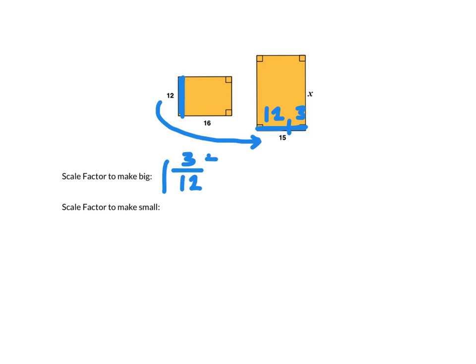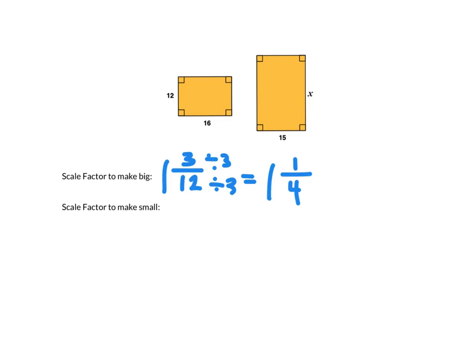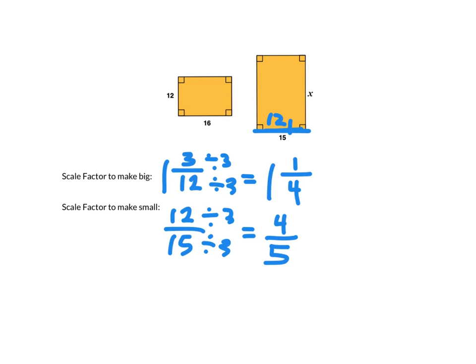We would want to simplify this, and we would notice that it's equivalent to 1 1/4. Looking at the scale factor that makes it small, I don't want to keep all 15. I only want 12 of the 15. If we simplify this, you're going to notice that we get 4/5.